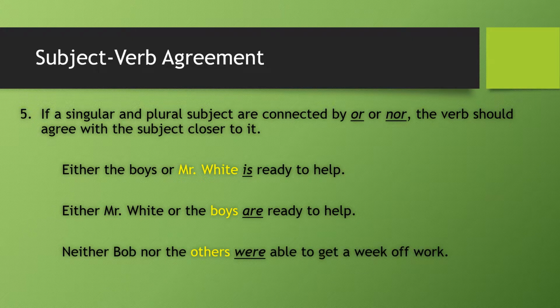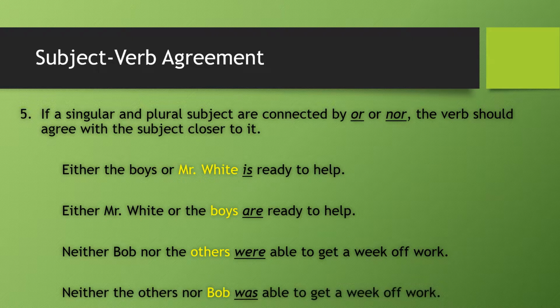Neither Bob nor the others were able to get a week off work, or neither the others nor Bob was able to get a week off work. So again, if it's the plural subject that is closest to the verb, then the verb will be plural. If it's the singular subject that's closest to the verb, then the verb will be singular.